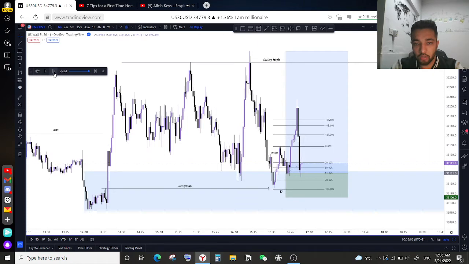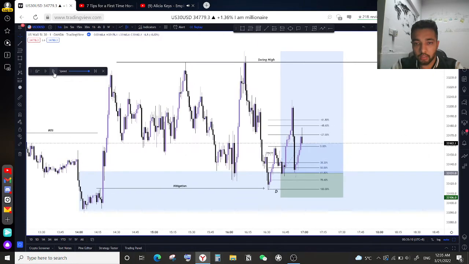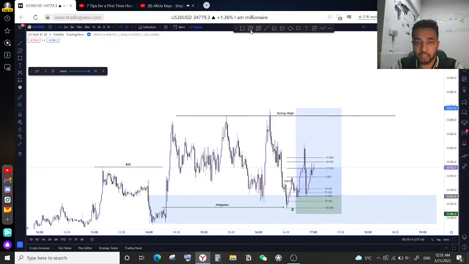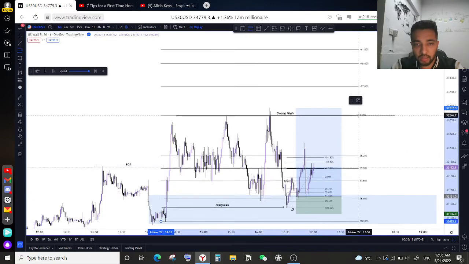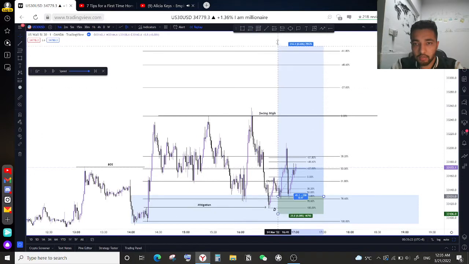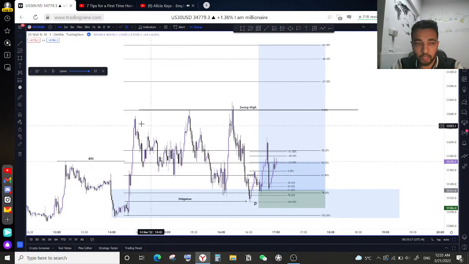Woo! Look at that! I could do my second entry. When it comes to the target, probably I would have targeted 1-5, I would say, and at the same time I would have targeted somewhere here. Let's see how this plays out. I don't really know how it's going to play out, guys, but anyway, okay.